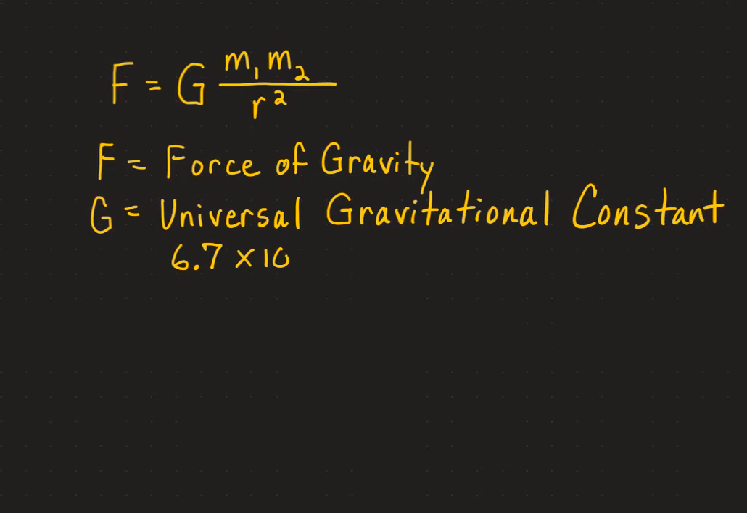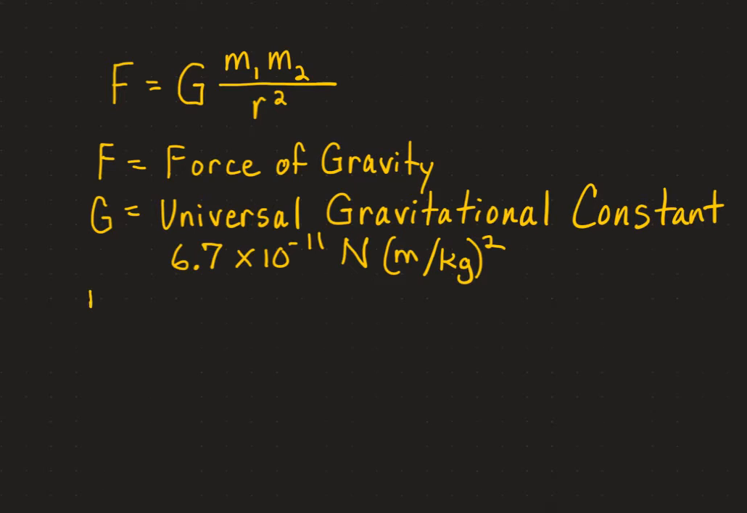6.7 times 10 to the negative 11th newtons times meters per kilogram squared. Notice the exponent on that is negative. That means when you move that decimal point, you're going to be moving it to the left. You're going to have a tiny, tiny number. We'll talk about what that means in a minute.